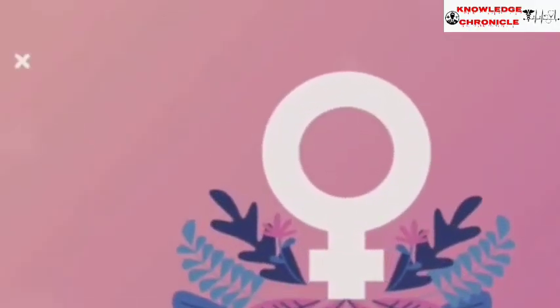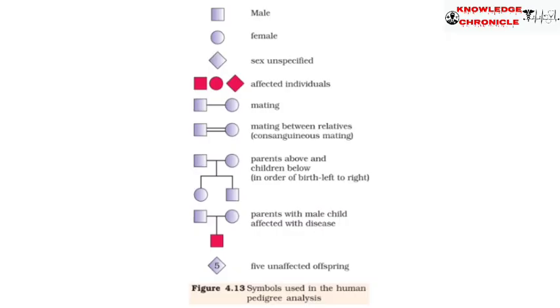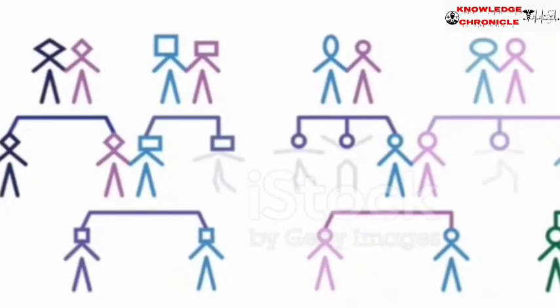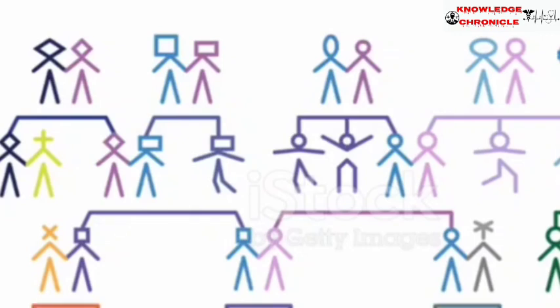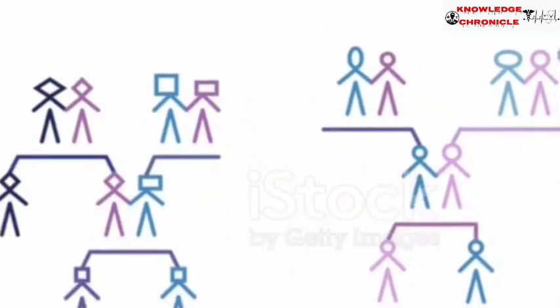Each individual in the pedigree is represented by symbols. A square represents a male, a circle represents a female. A shaded symbol shows the individual is affected. A horizontal line between male and female shows marriage. A vertical line leads to their offspring. Pedigree analysis helps determine whether a trait is dominant or recessive, whether it is autosomal or sex-linked, and who in the family might be carriers or at risk.